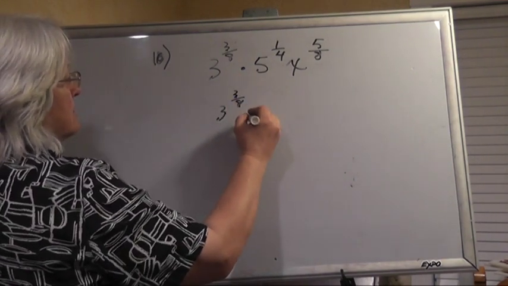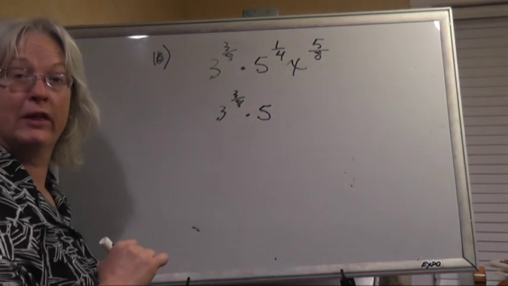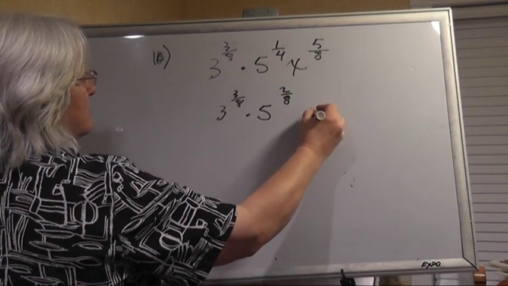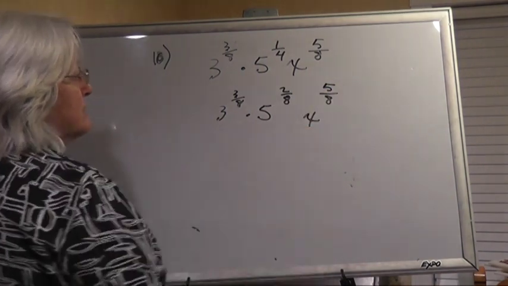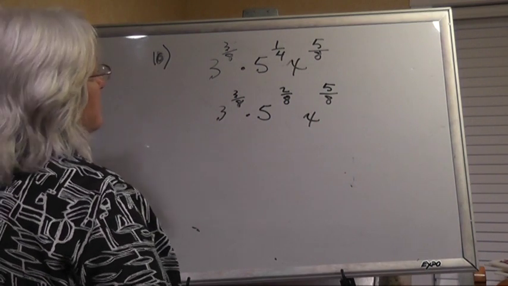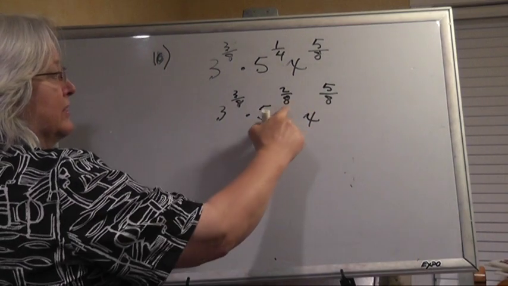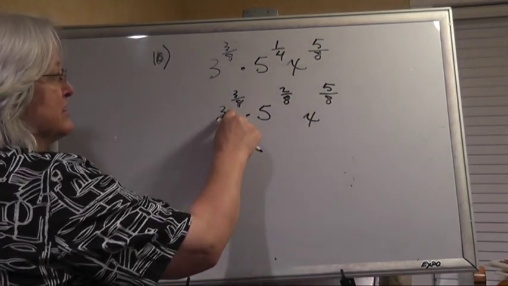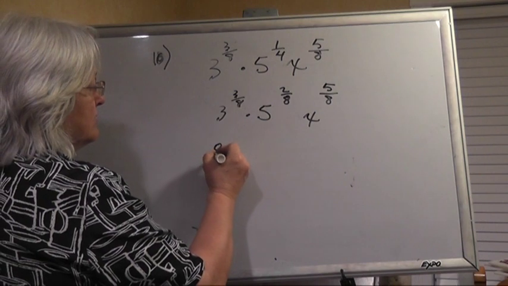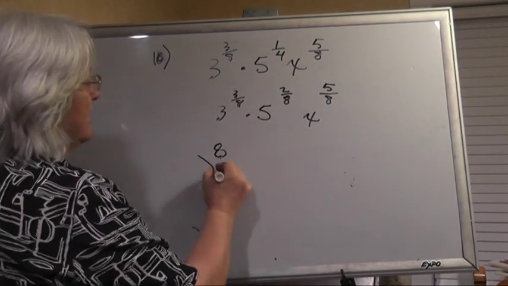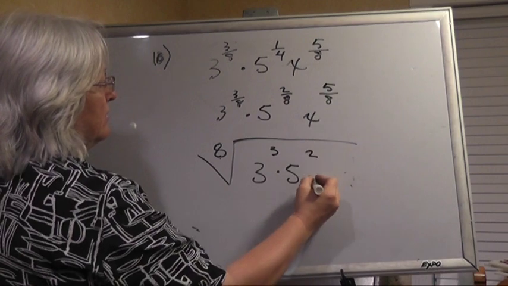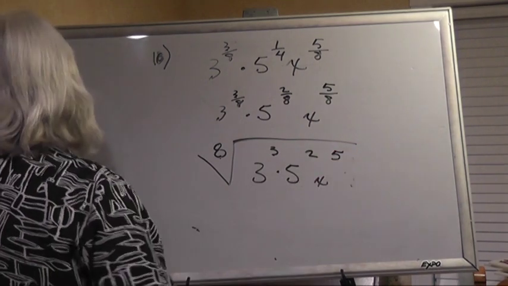3 to the 3/8 times 5 to the 1/4. How do we rewrite that as a fraction with a denominator of 8? 5 to the 2/8, x to the 5/8. Okay? All of that is done very nicely. Now we have this written with the same denominator. It's important to have the same denominator, because the denominator is the root that you're taking. The root that you're taking is the index. So we're going to take the 8th root of 3 cubed times 5 squared x to the 5th.